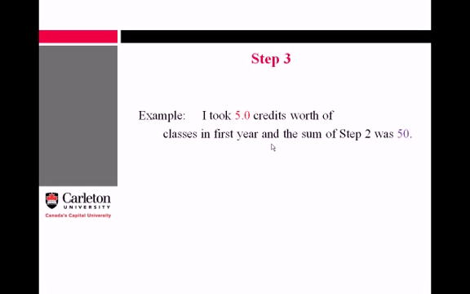So, for example, if I took 5.0 credits worth of classes in first year, and the sum of step 2, so after adding up all of my conversion values from all my courses, I got 50, my GPA would equal the sum of the conversions from step 2, 50, divided by 5.0 credits, the total number of credits I took. And that equals a GPA of 10.0. That's a pretty sweet GPA. It's pretty good, pretty nice.